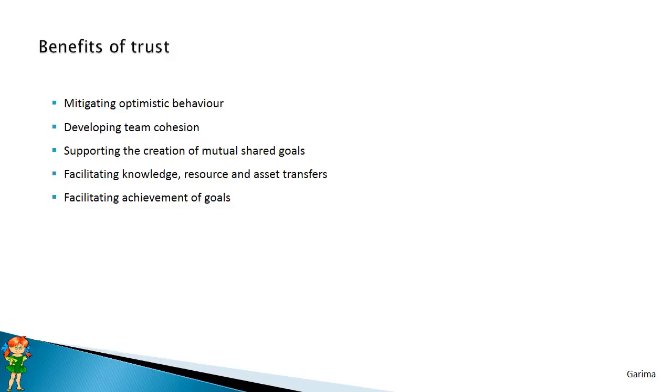The third point is facilitating knowledge, resource and asset transfer. Trust fosters interpersonal contact and mutual ties and thus enables knowledge sharing and cooperation among the team members. And last but not the least is facilitating the achievement of goals. In total, 83% of the companies working in virtual teams consider that trust helps them to achieve their goals in an easier and more efficient way. After having a look at the benefits of trust, now let's look at some facts and figures.